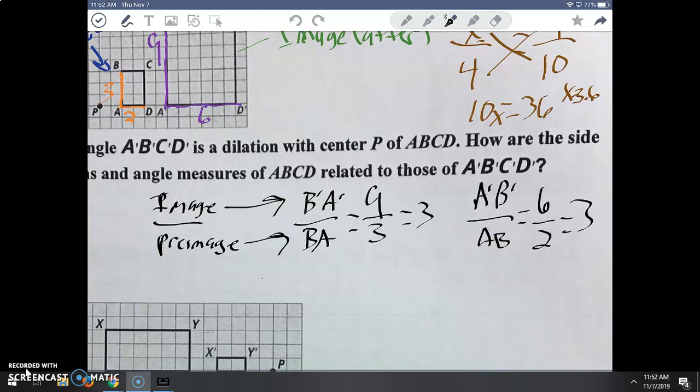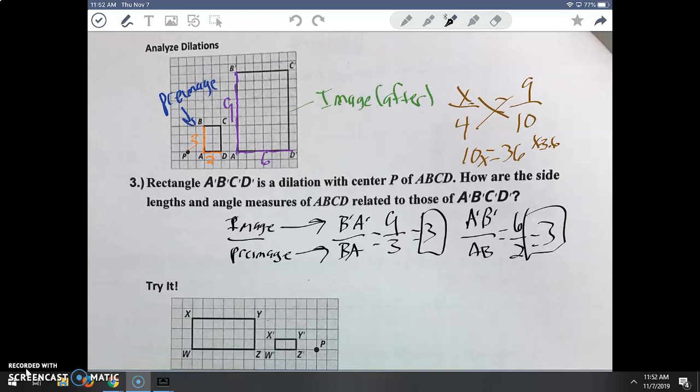Okay, and that's what these are. These sides are different, but the ratio is the same. If the ratios are the same, then they are similar, and I believe that's going to be in our next section or our next topic moving forward, talking about similarities and things like that. So things are going to be similar if the ratios are the same.